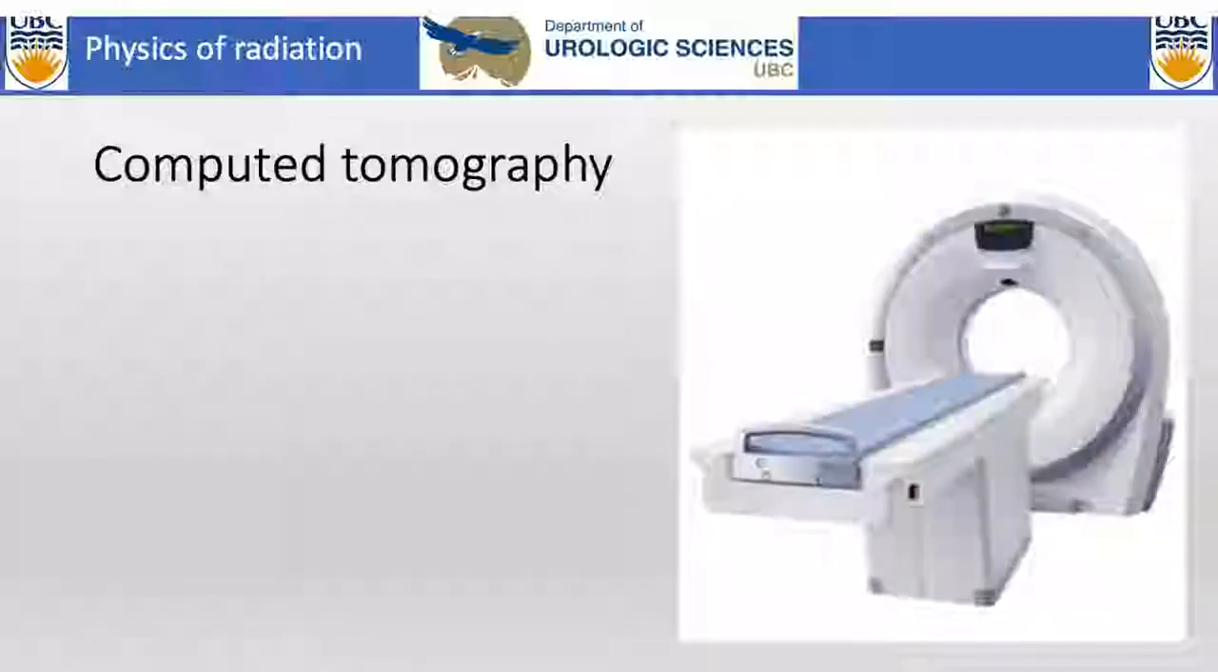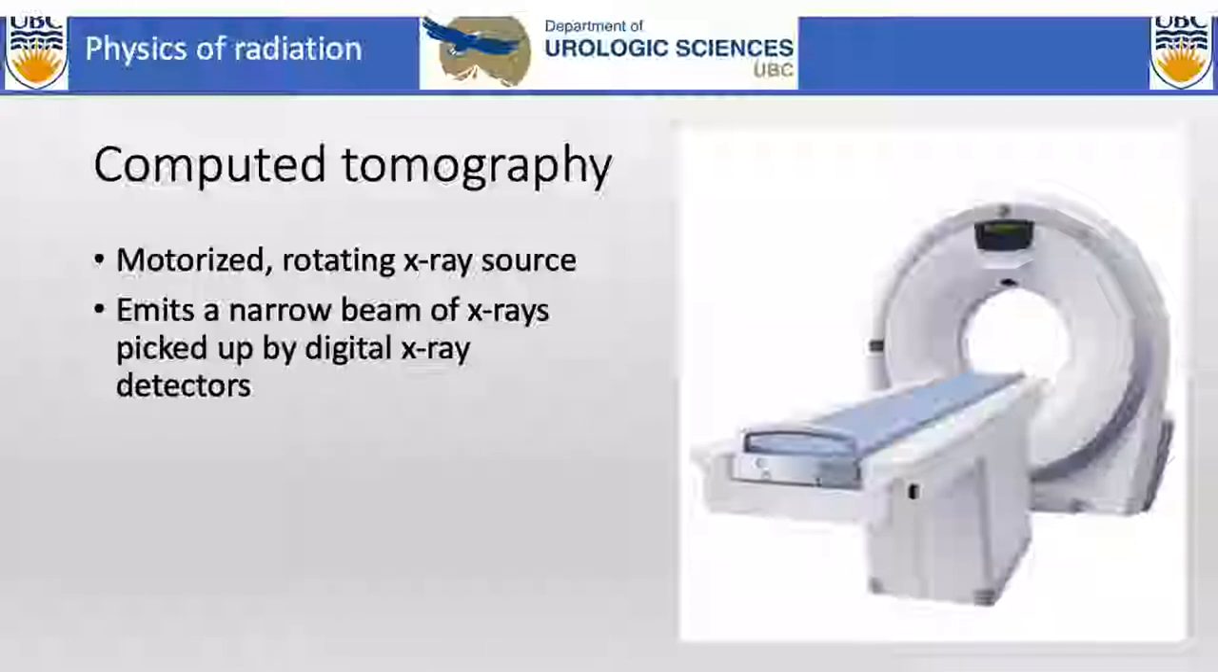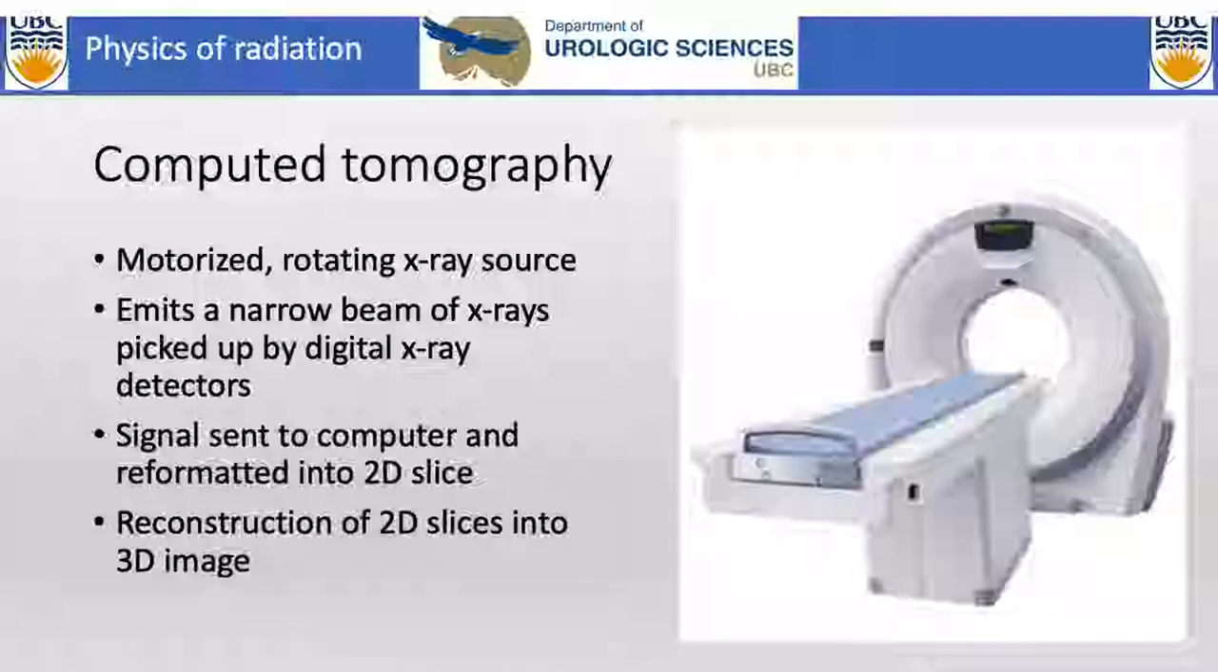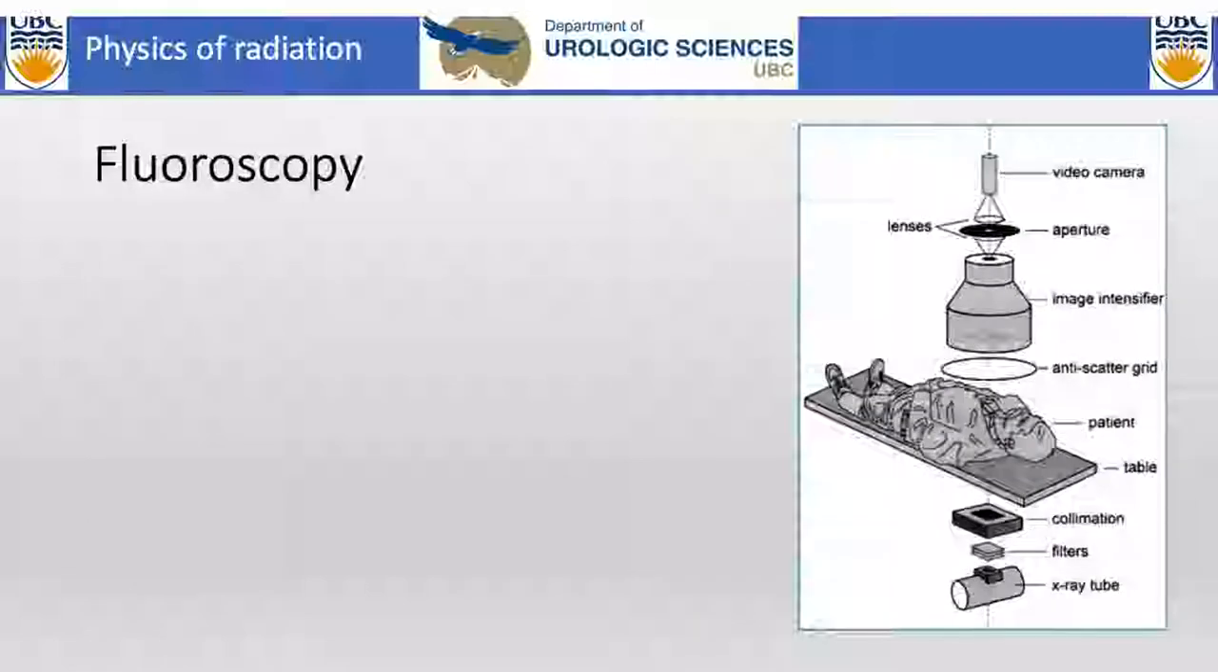CT scan is just X-ray in three dimensions, or a spinning X-ray, so it's a motorized rotating X-ray source. You have a narrow beam of X-rays that are released, but as it rotates, you're able to send a signal to the computer to generate a 2D slice, and then those 2D slices are reformatted and reconstructed into the 3D images that we see. How much data is there?